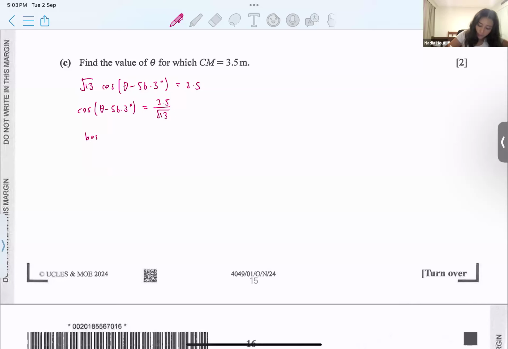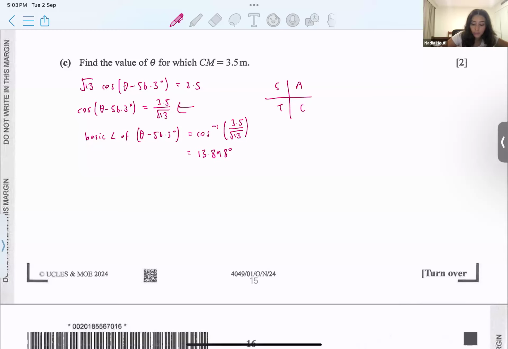So we're going to find the basic angle of not theta, but of theta minus 56.3 degrees. That will be cosine inverse 3.5 over square root 13. That is 13.898 degrees. This is just the basic angle. So we look at the ASTC diagram. Here we have a cosine function and it was positive, right? So we will look at the first and the fourth quadrant.